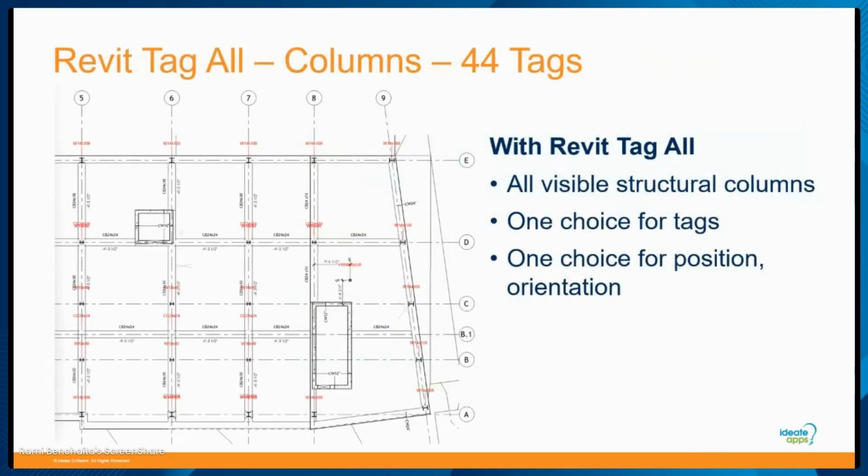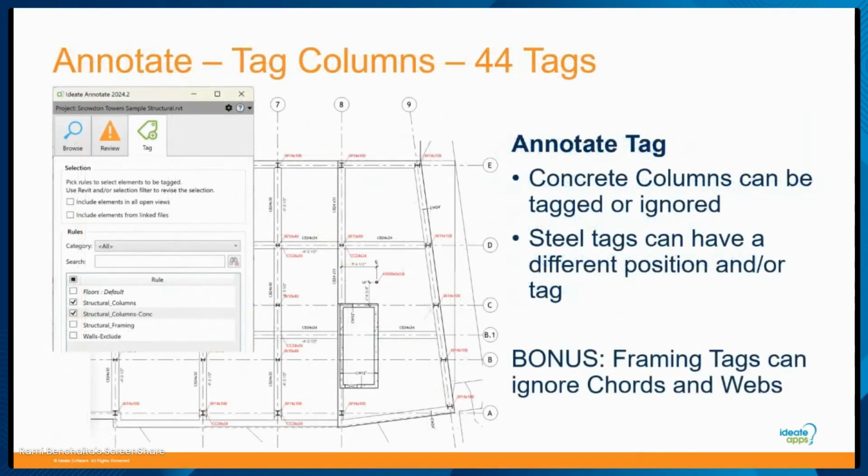Okay, so here is an example of how it would look if you use the Revit Tag All option. We'll basically just place tags on all the beams, and there's no choice. There's only one choice for tag, and only one choice for your position and orientations, and it just kind of places them for you automatically. However, with the Ideate Annotate Tag feature, we have the ability to tag or ignore certain columns as seen here on this screenshot. Additionally, we are able to edit the tags and place them in a different position as well.